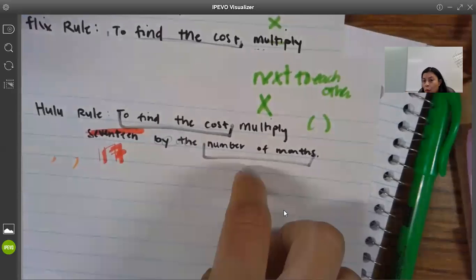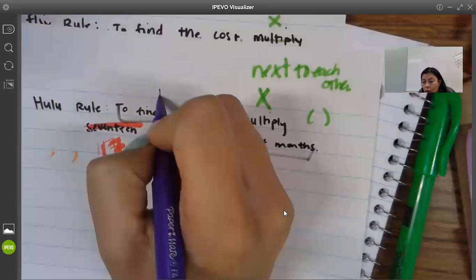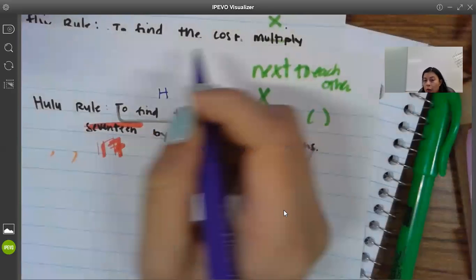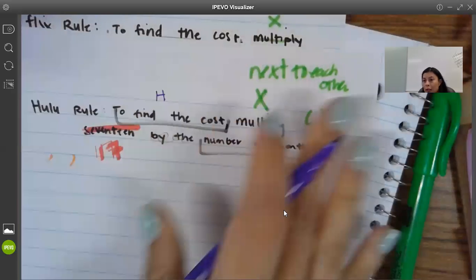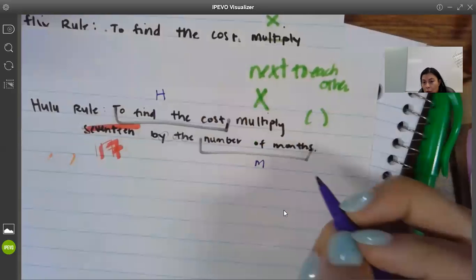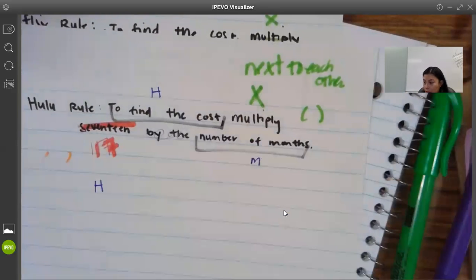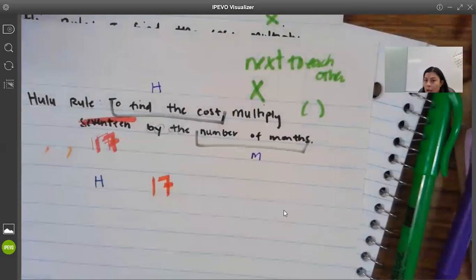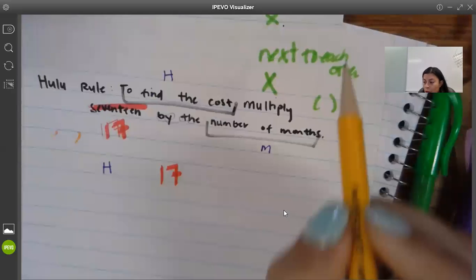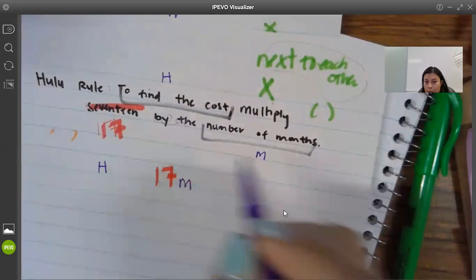Again, for the number of months, what should I use? Well, for Hulu, I could just use the H. If you want to do C for cost, T for total, you could do any of those symbols as long as you explain to us what those mean. I've already used M for number of months, so I'm just going to use it here. So Hulu is going to be charging you 17 per month, and to use the fewest characters, I'm just going to have them stand next to each other. So I'm just going to have the M stand right there.